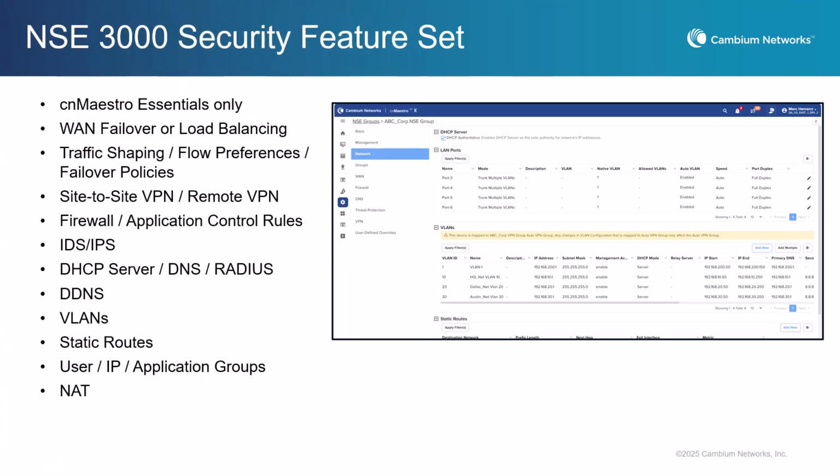Starting with cnMaestro Release 5.2.1, a subscription-free version will be supported on NSE 3000. This subscription-free version is available only in cnMaestro Essentials. The subscription-free mode is simply referred to as Security and allows you to onboard and operate an NSE 3000 device with features such as WAN port failover or load balancing, traffic shaping, flow preferences, failover policies, site-to-site and remote VPN, firewall and application control rules, NAT, IDS, IPS, and much more.